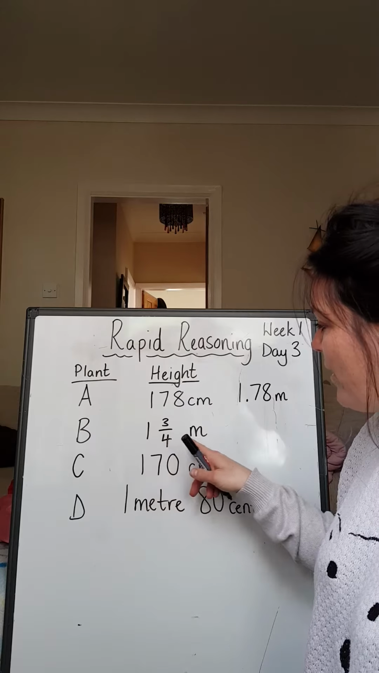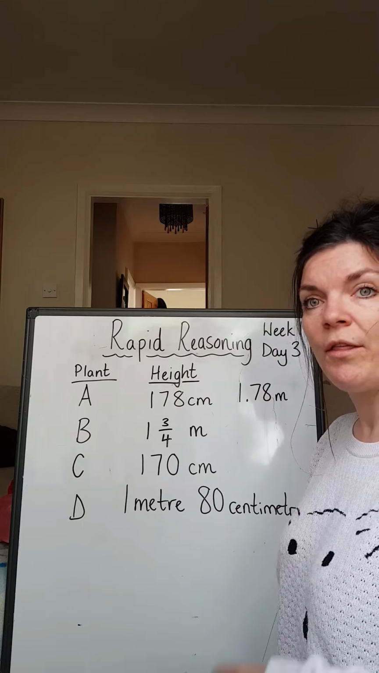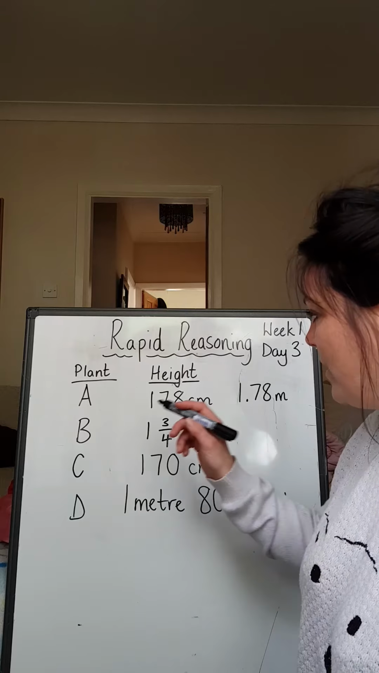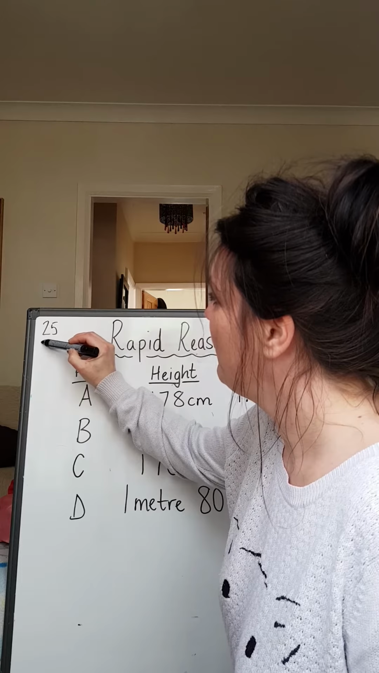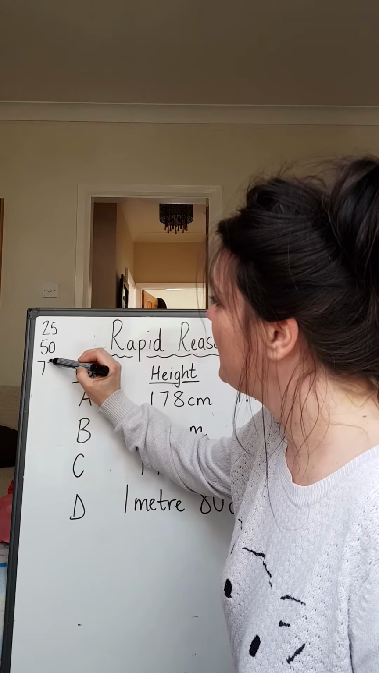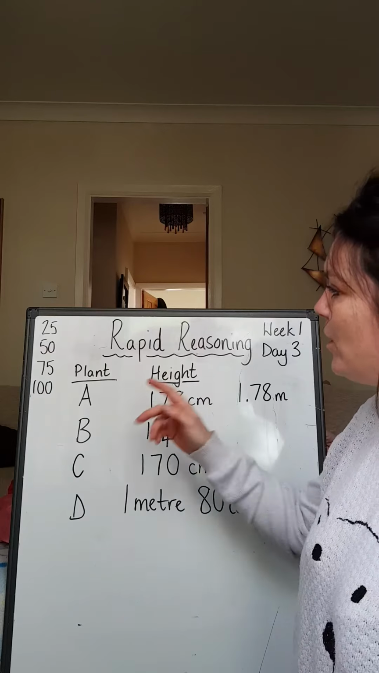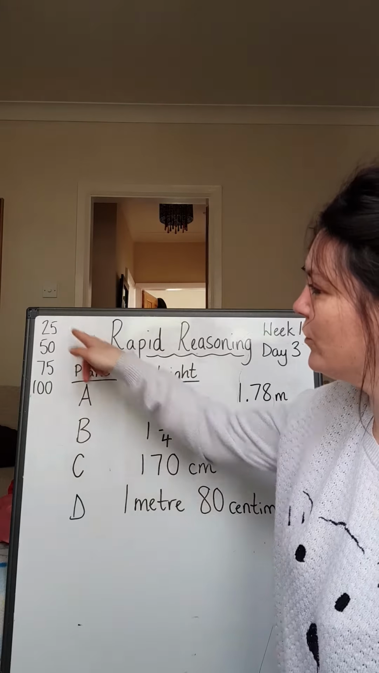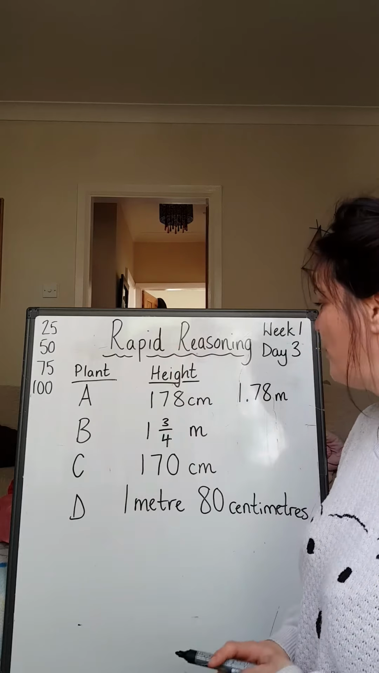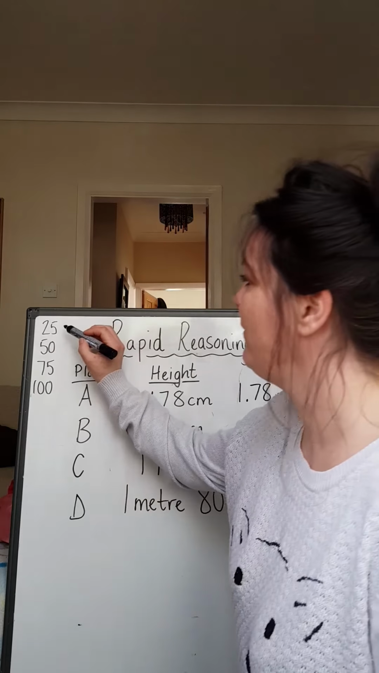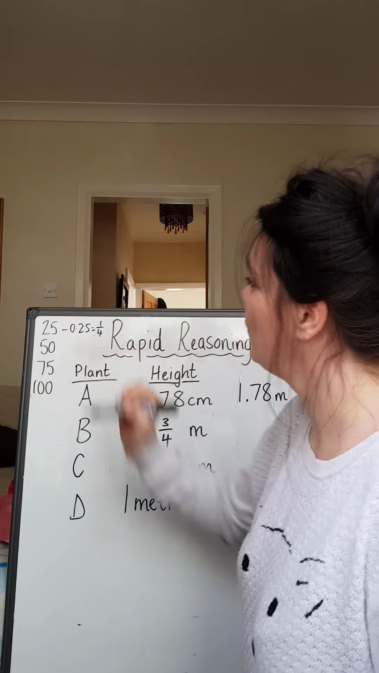Now 1 3/4 metres. Now that's a bit trickier, isn't it? Because you need to know what 3/4 as a decimal is. Now this is where I normally count in 25s with the class. 25, 50, 75, 100. Being able to count in 25s becomes really important here, because actually 1/4 of 100 is 25. So 1/4 of 1 whole would be 0.25. I know 0.25 is the same as 1/4. So I can work that out.